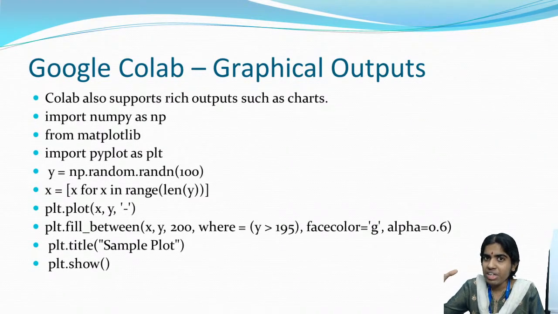Yesterday in my previous classes, I was discussing the EDA part, exploratory data analysis, where I view each and every attribute in the form of different types of plots, different types of graphs. So it supports graphical outputs as well. If I want to analyze each attribute independently, whatever can be done in Jupyter Notebook, similar things can be developed using Google Colab.